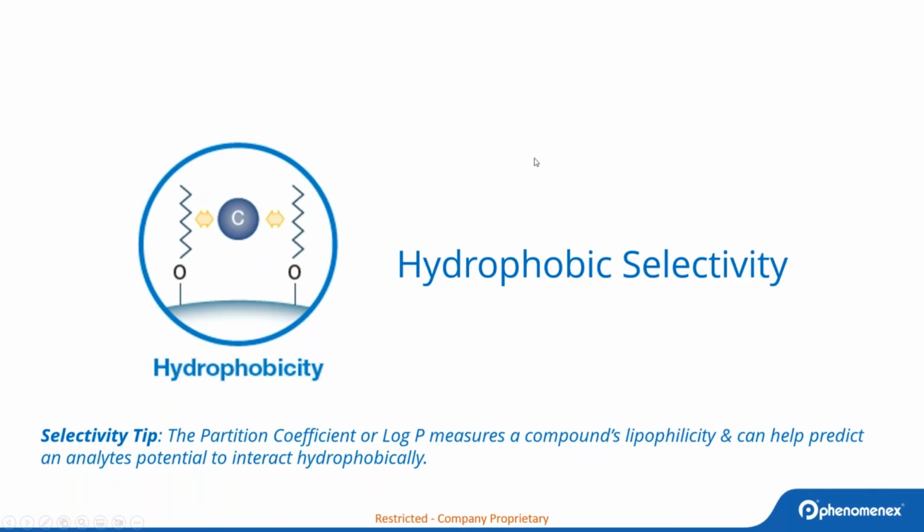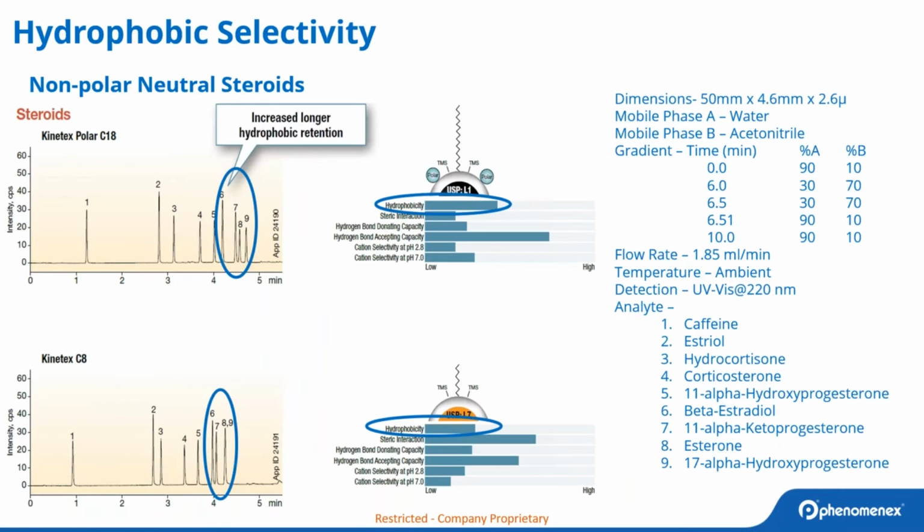So looking at hydrophobic selectivity and going through each of these, right? A selectivity tip for hydrophobicity is that the partition coefficient, or the log P, measures a compound's hydrophobicity and can help predict an analyte's potential to interact hydrophobically. So it's a good point to work from.